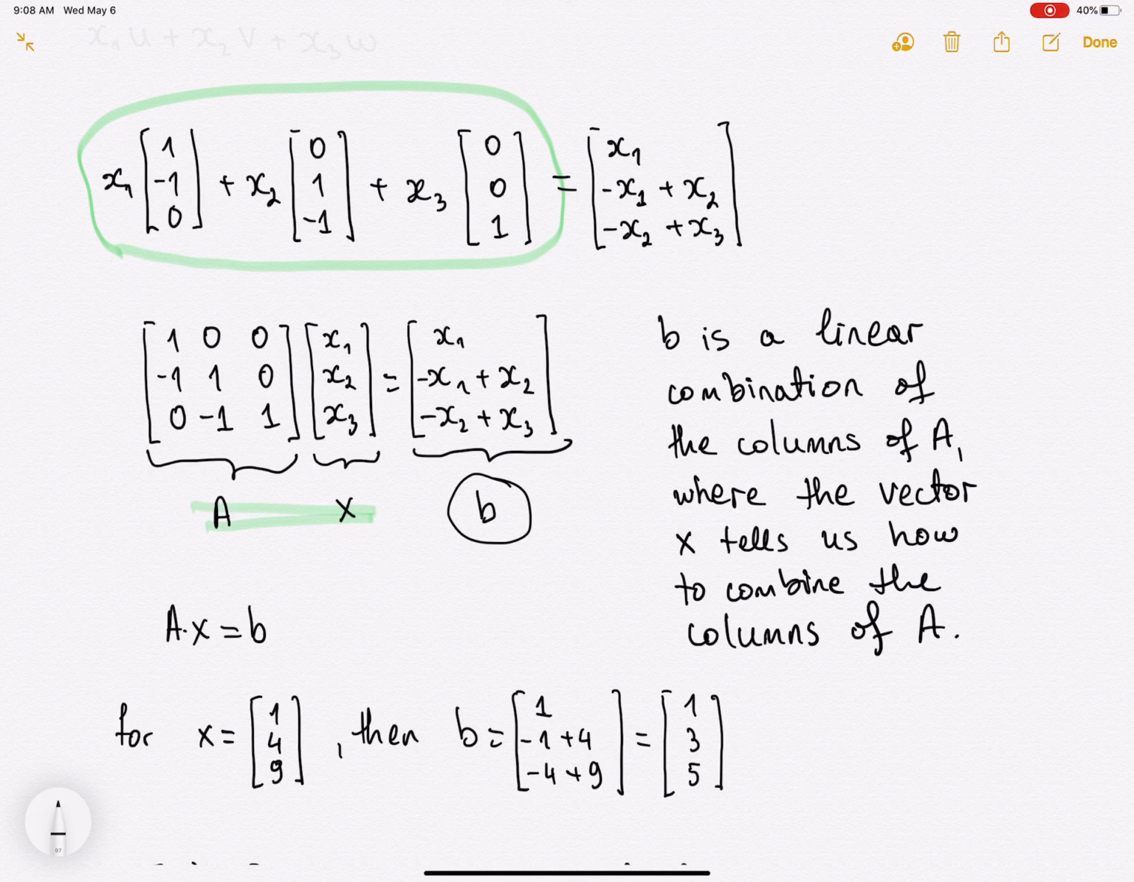Now remember, I mentioned we're using x's here as unknowns. That is because more often than not, we're going to be given a vector b and we're going to ask the main question: is there a combination of the columns of A that produces b? And that is the same question as saying, can we find an x so that Ax equals b? Okay, we'll continue about this more in the next video.